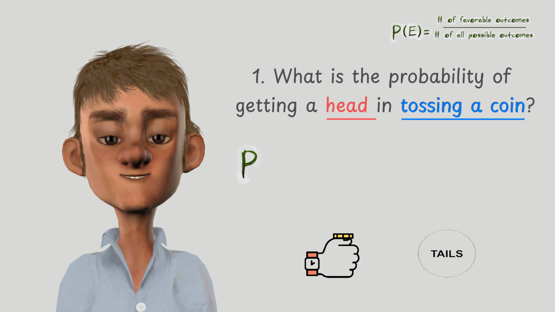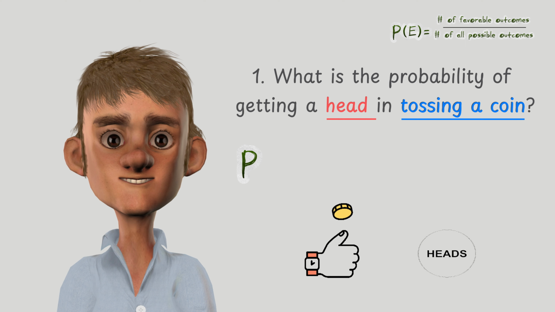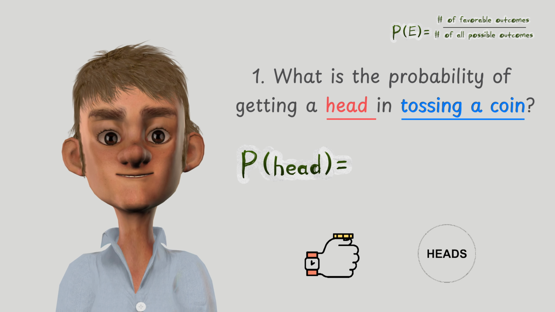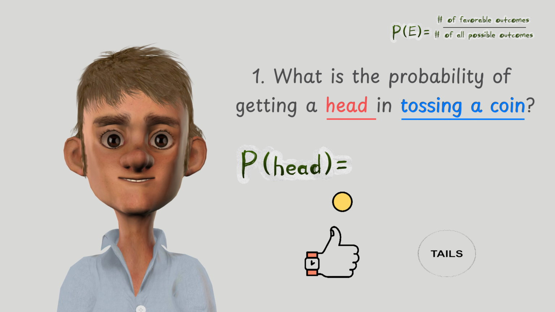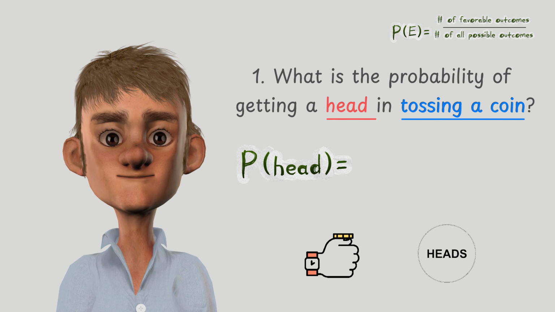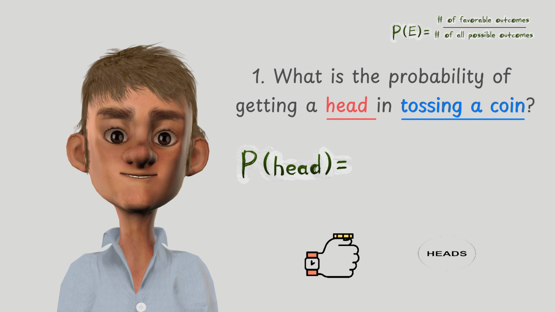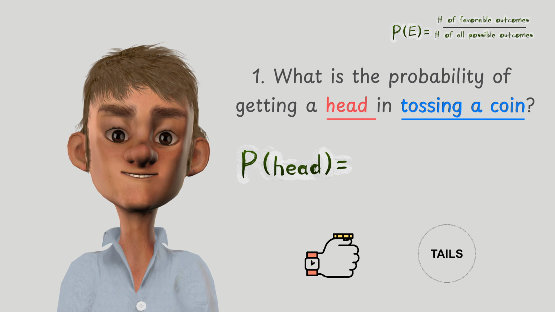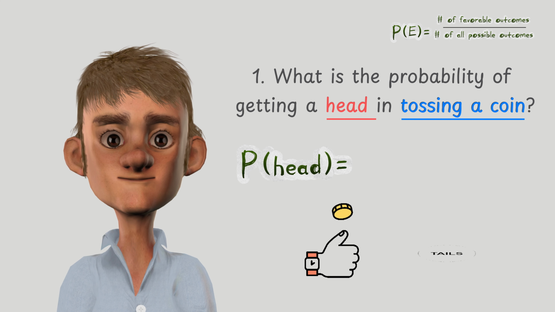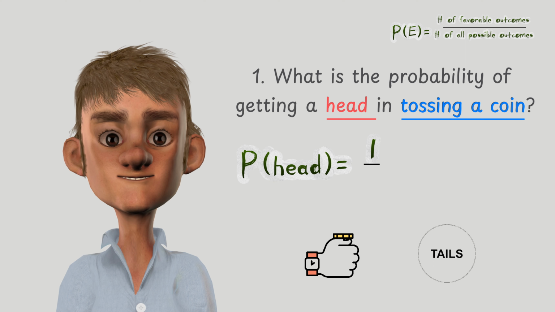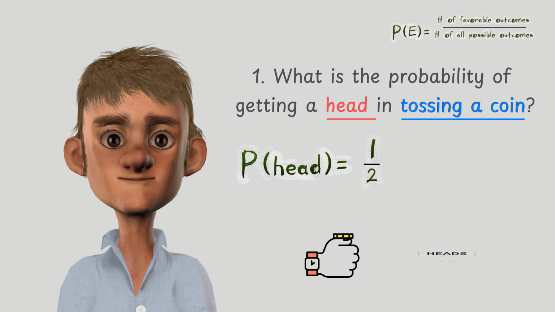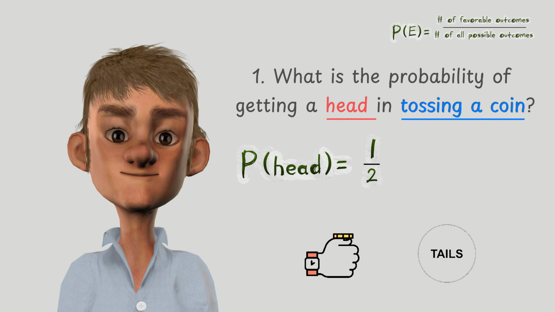So P, or probability of the event, is head. Just put head here inside the parenthesis. Okay, so now, what is the number of favorable outcomes? Or how many heads in our possible outcomes? A coin has two sides, the head and a tail. Meaning we only have one head. That's why the number of favorable outcomes is simply 1, over the number of possible outcomes, which is two sides of a coin, the head and tail. So, 2 is our denominator.